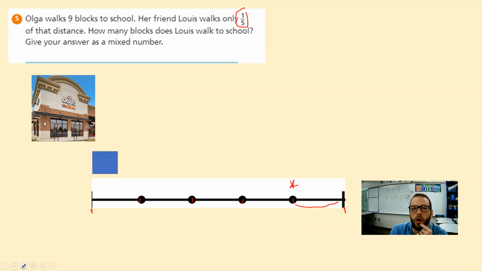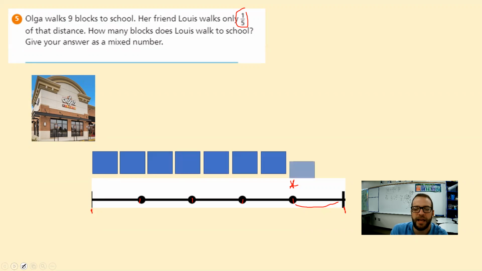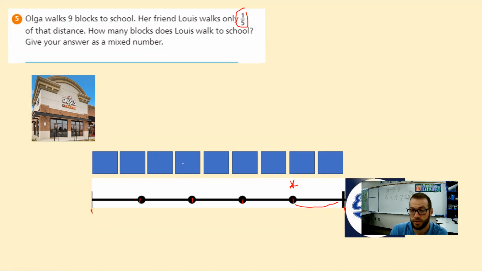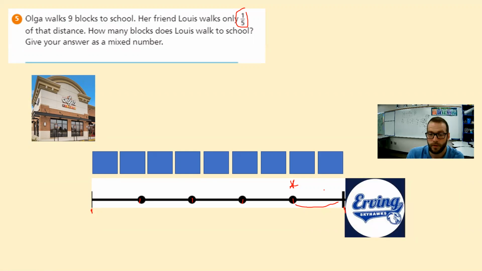That's not school. Oh, let's make our 9 blocks. 1, 2, 3, 4, 5, 6, 7, 8, 9 blocks. Perfect. Those are wonderful blocks to walk. And then we have the school. There's the school.